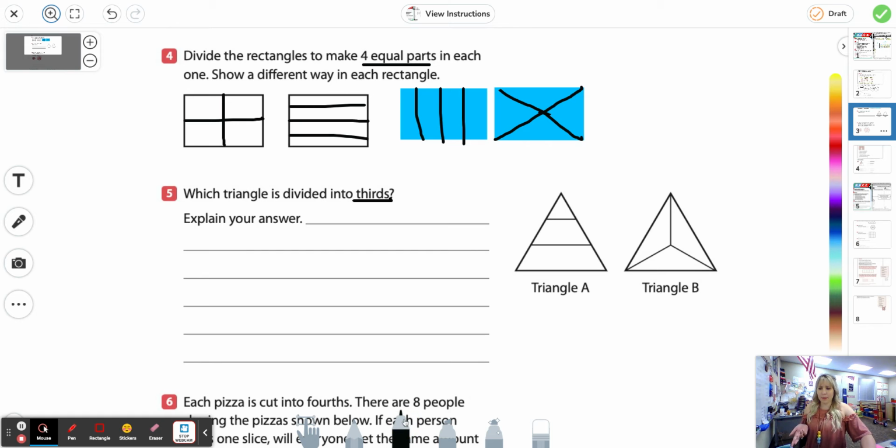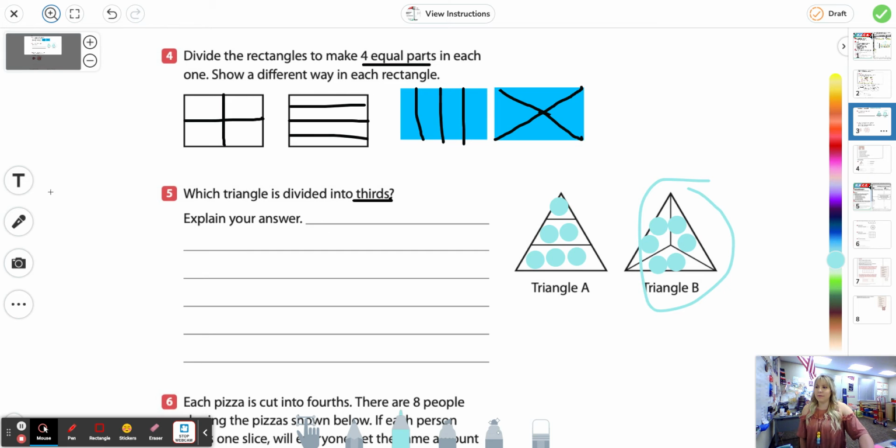So I'm going to grab my marker tool. I'm going to grab like a bigger circle. Now, this top part takes 1 circle. This middle one takes about 2 circles. And this bottom one takes about 3 circles. Those aren't the same size. This one is 2, 2, and about 2. So I can see that triangle B has equal parts because each of those parts is about the same size.